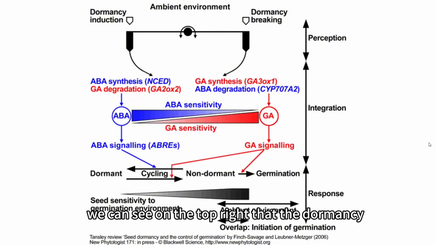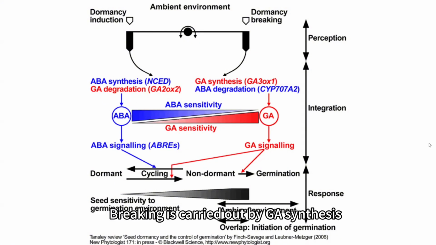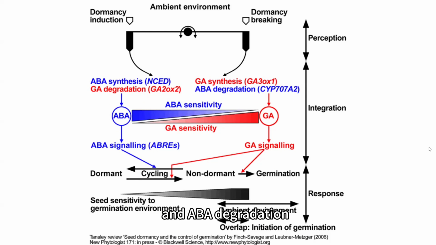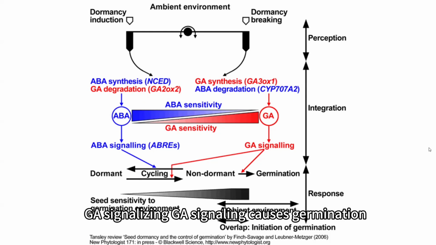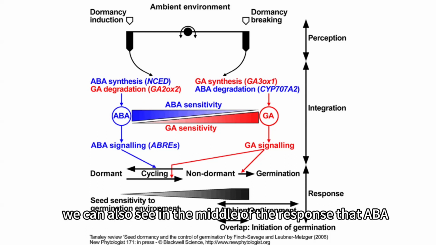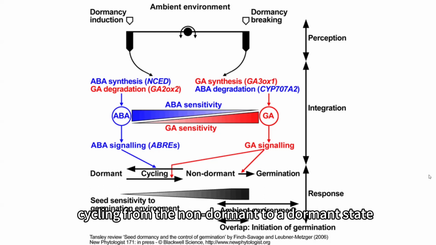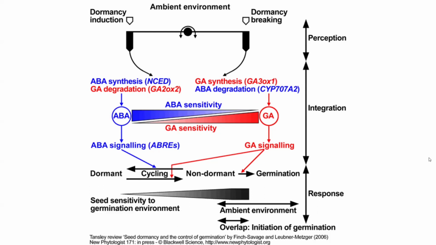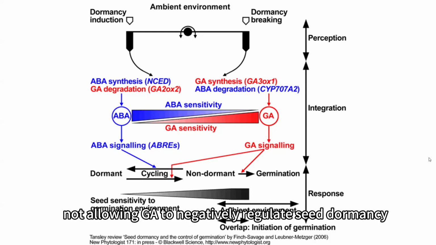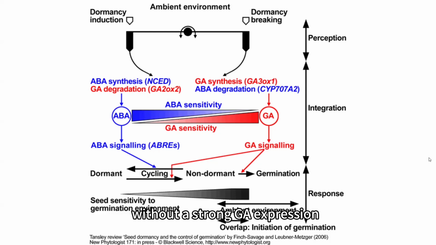On the other hand, we can see on the top right that the dormancy breaking is carried out by GA synthesis and ABA degradation. GA signaling causes germination. However, we can also see in the middle of the response that ABA is constantly cycling from a non-dormant to a dormant state, not allowing GA to negatively regulate seed dormancy without a strong GA expression.